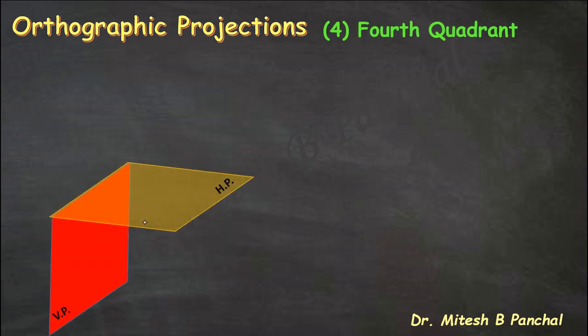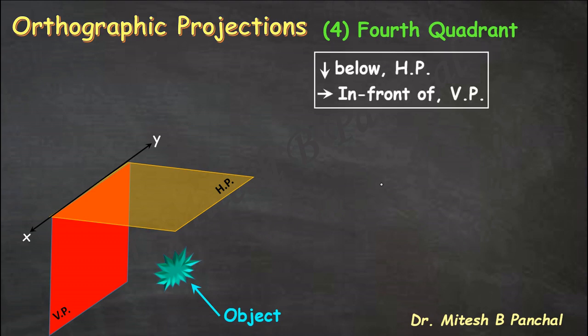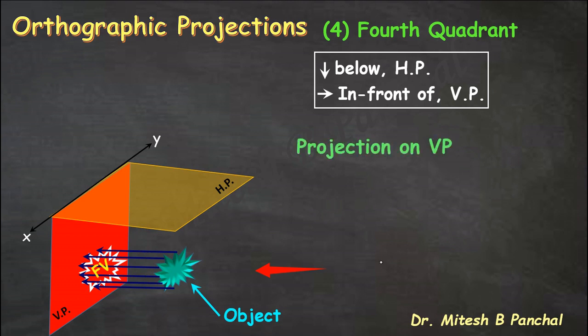Fourth quadrant is defined like this. Right? Right bottom corner. Object is in fourth quadrant, intersection of HP and VP is XY line. The position of the object with respect to HP and VP is nothing but below HP, in front of VP. So for front view, we will look from this direction and we will get the projection of the object on VP. Okay, that is nothing but the front view.